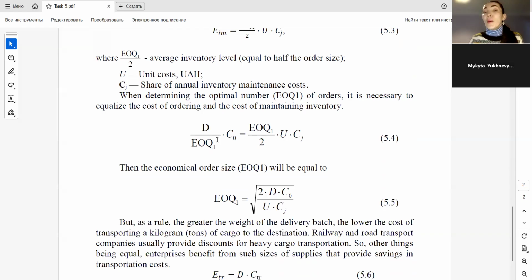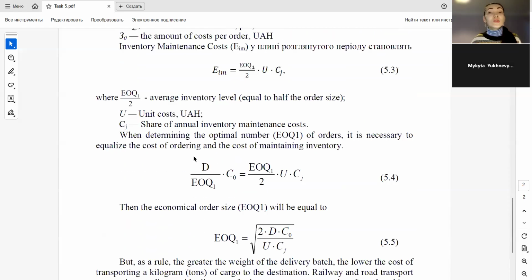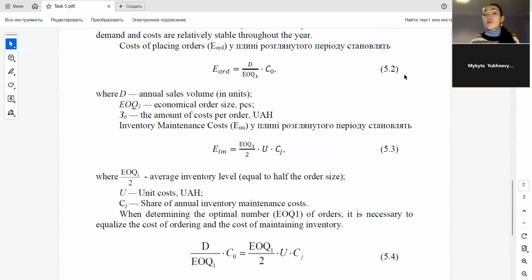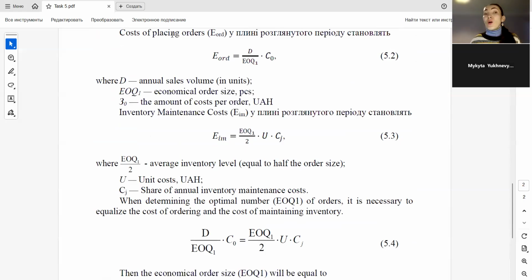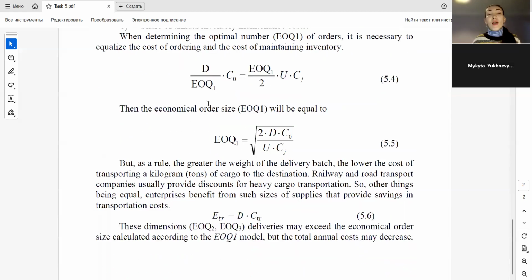When determining the optimal order size, it is necessary to equalize the cost of ordering and the cost of maintaining inventory. So we use two previous formulas, Formula 5.2 and 5.3, and we write that the cost of placing an order, E with index ORD, is equal to the inventory maintenance cost, E with index IM. So when we did it, we could find EOQ from both parts of this equation. So we could find what EOQ is equal to.